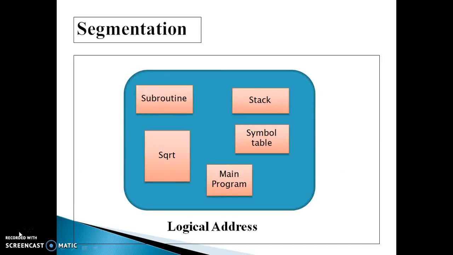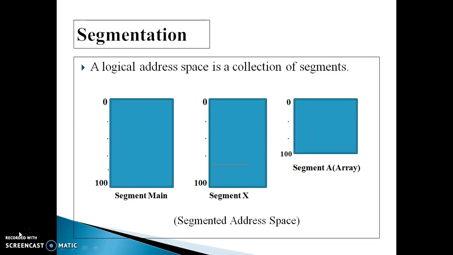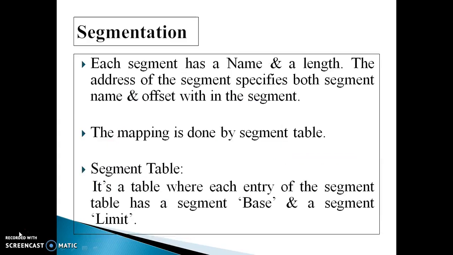This is an example of logical address. A logical address space is a collection of segments, for example, subroutine, array, or a data area. Every program or job is a collection of these segments. Each segment has a name and a length. The address of the segment specifies both segment name and offset within the segment.